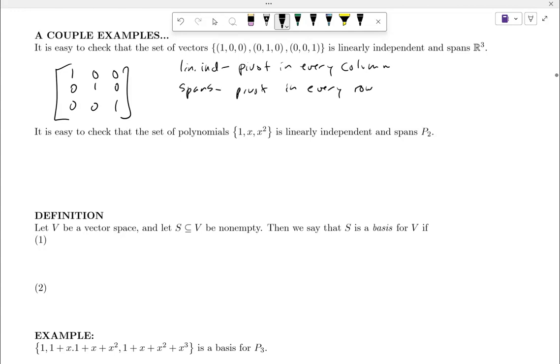All right, let's do the next one. We want to show that this is linearly independent and it spans. Well, again, if I'm doing P2, remember P2 looks like second degree or less polynomials, right? So again, how did we check to see if something was linearly independent or spans for P2? What did we do?